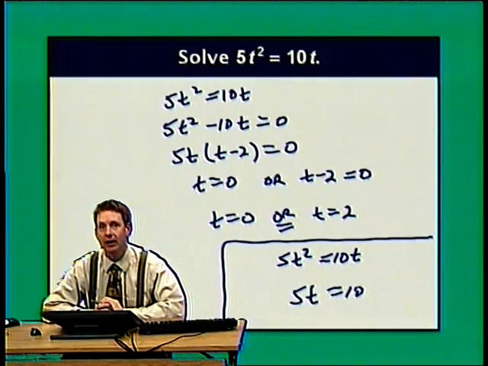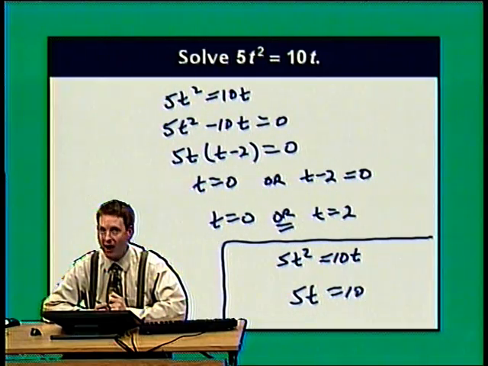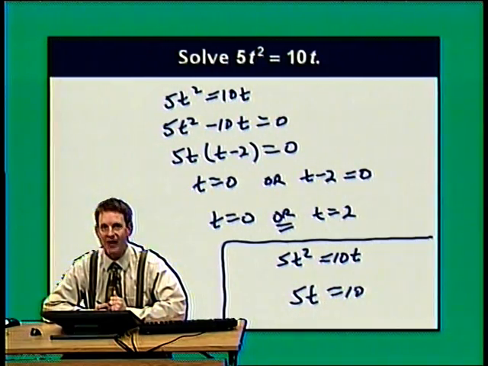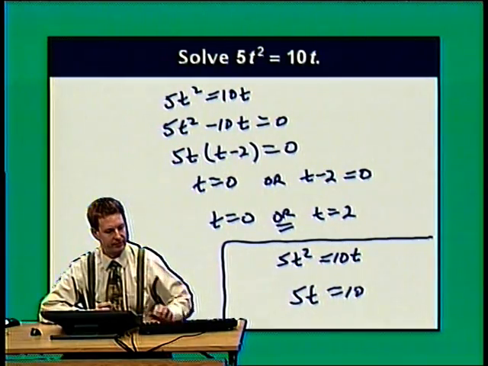How did that happen? It happened because we did something illegal. If t is 0, you can't divide both sides of the equation by t. So you need to make sure that you keep your focus: you want to factor. You don't want to divide when variables are involved.